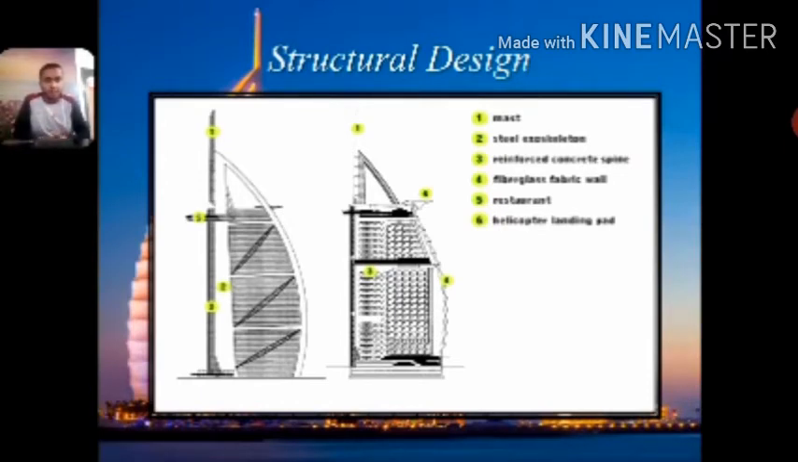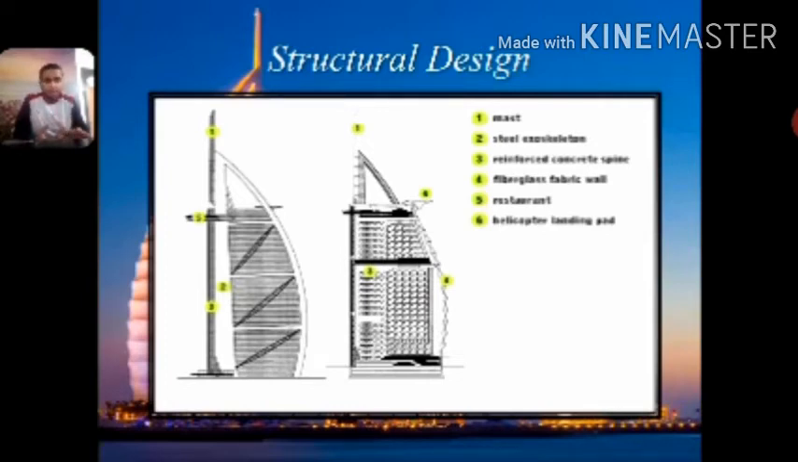A mast is a vertical structure used to support different types of structures. Now if you see carefully, the vertical end of Burj Al Arab, the curved end of Burj Al Arab, is attached to the mast. So the mast is used to support this structure. Now if we come to the second point, steel exoskeleton. Now we all know what an exoskeleton is. An exoskeleton is an external structure of a building which is made up of steel, because it's a steel exoskeleton. It helps in giving design and the desired shape.